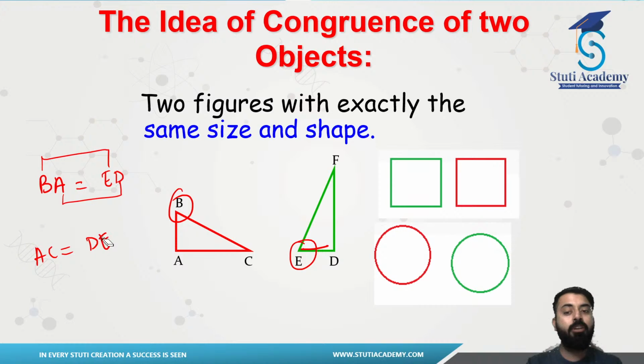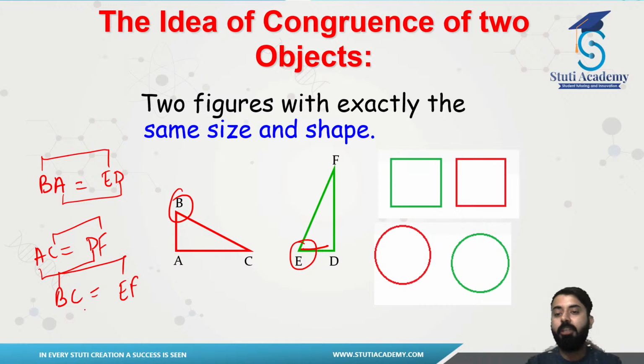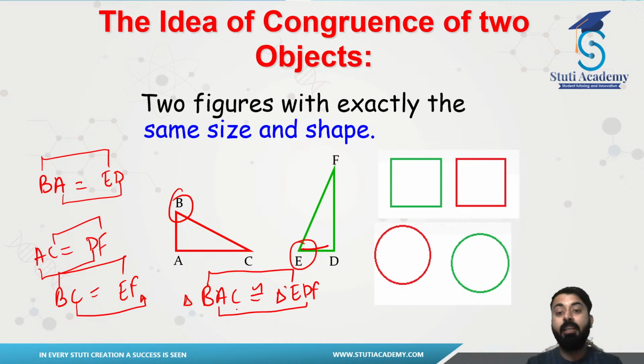See, A is lying on D, so it has to be like this. A should be opposite to D, C should be opposite to F, and ultimately BC will be same as EF, considering B is opposite to E and C is opposite to F. Then you can say triangle BAC is congruent to triangle EDF, considering B is opposite to E, A is opposite to D, and C is opposite to F. Using which criteria? We have only used sides, so this will be the side side side criteria. So remember, naming is important. That's why I have taken this example.